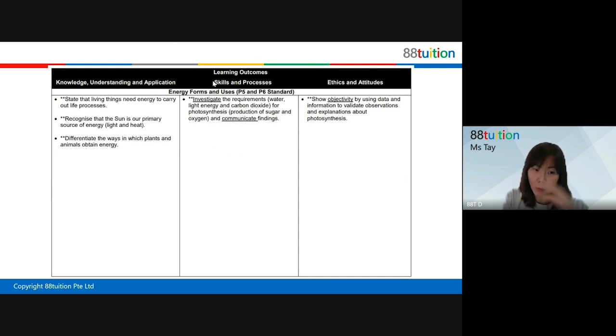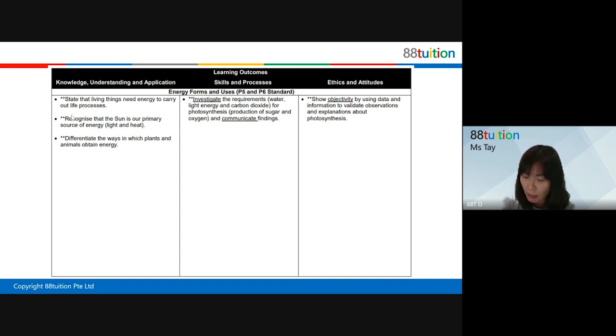So after going through the entire syllabus, under this particular topic, energy forms and uses, you should learn all these things. You should be able to state that living things need energy to carry out life processes. Life processes means what? Our daily activity. We need to walk, we need to sleep, we need to carry things, or even breathing requires energy. Our heart needs energy to pump also. So these are life processes.